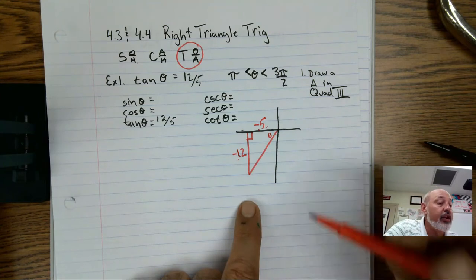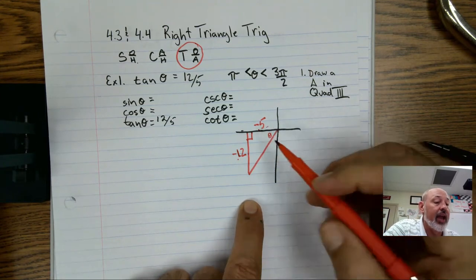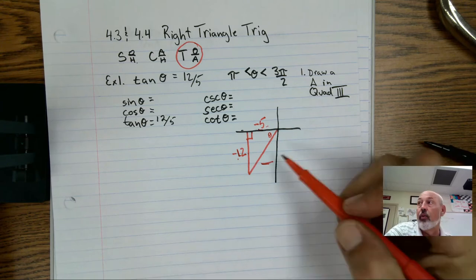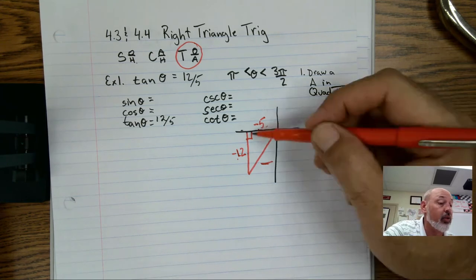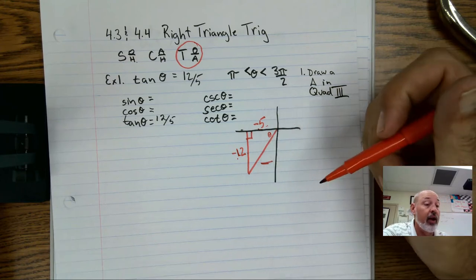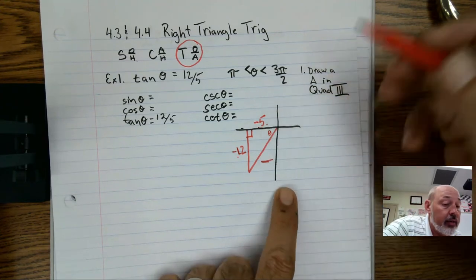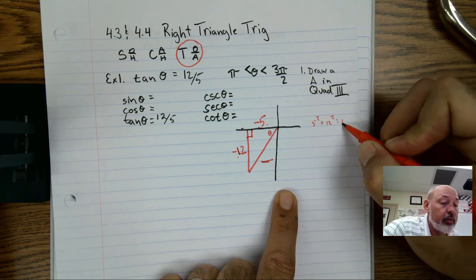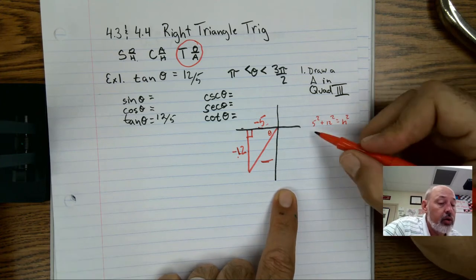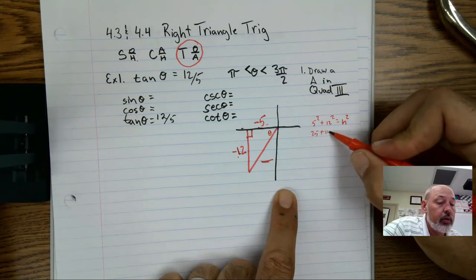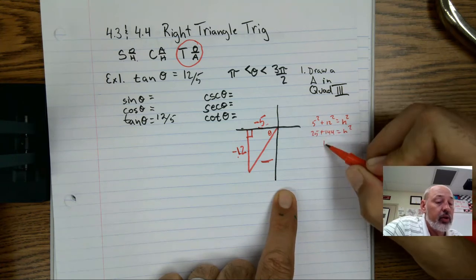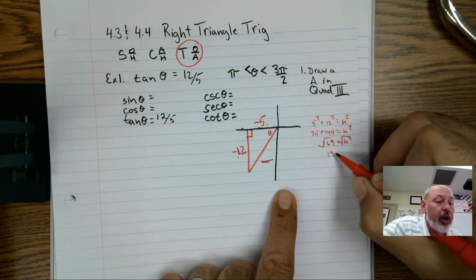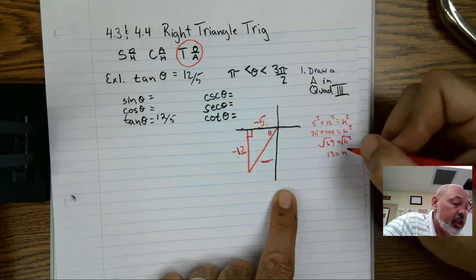Then using the Pythagorean theorem, I can find my hypotenuse, because this is not a unit circle. That is definitely not one, because this is 5 long, this is 12 long. Hopefully you know your triples. If not, you can do Pythagorean theorem. So 5 squared plus 12 squared equals hypotenuse squared. Your hypotenuse is actually going to be 13.